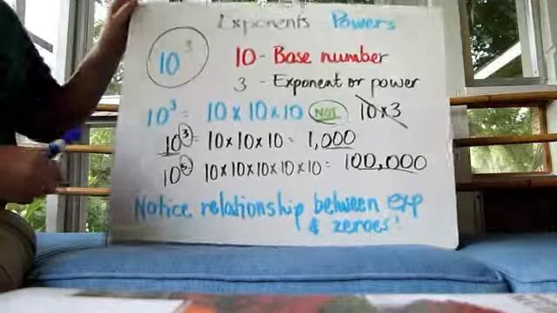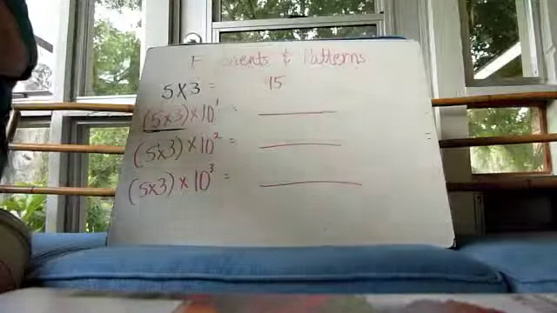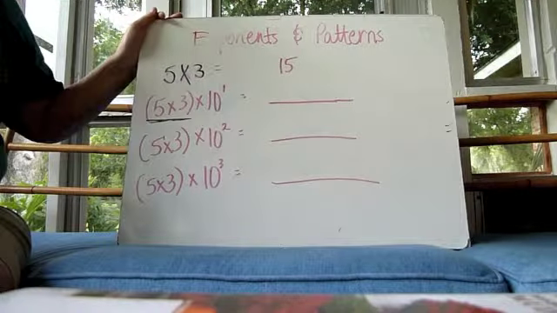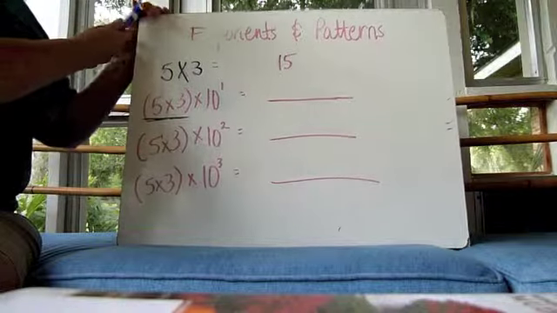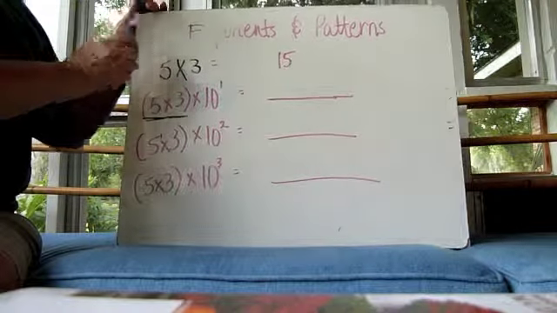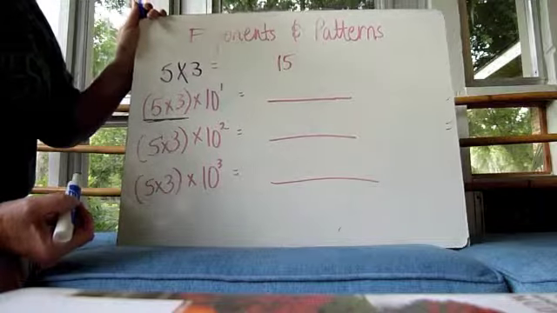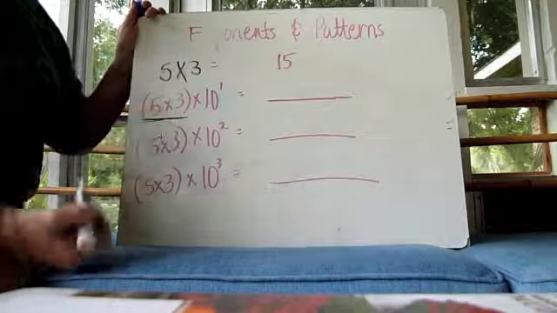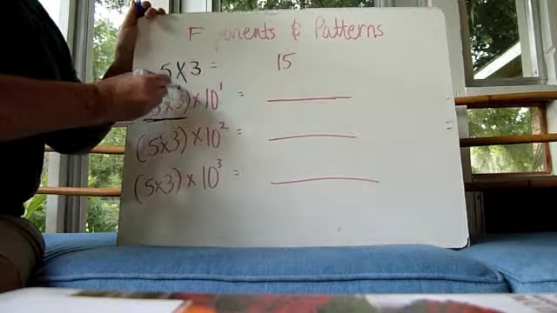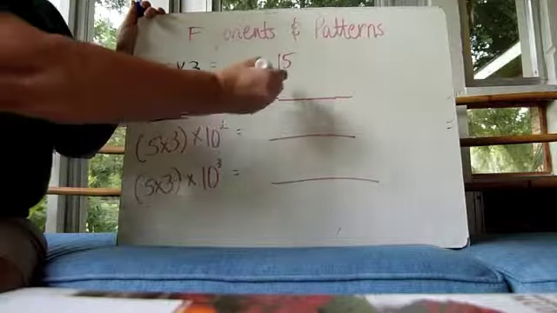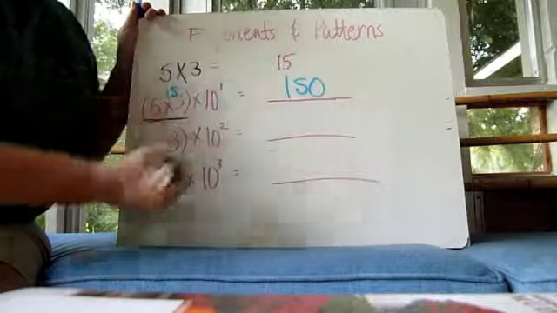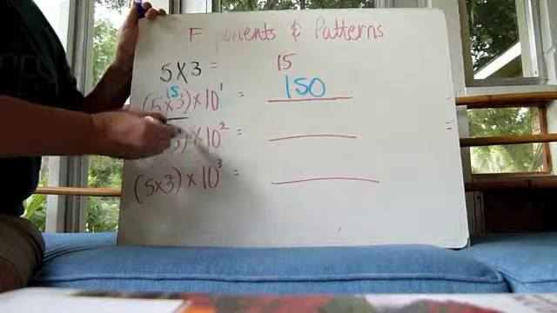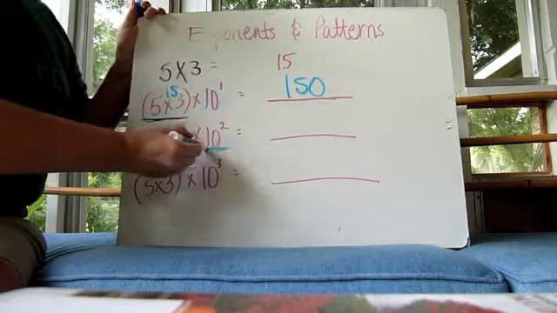The other thing I wanted you to be able to see was the pattern that is with exponents and powers. So if, for example, you had 5 times 3, I hope that you all know that that's 15. If I had 5 times 3 times 10 to the first power, that means there's going to be 1 zero. So I've got 15 times 10 to the first power, 150. 5 times 3, 15 times 10 to the second power, that means there's going to be 2 zeros.